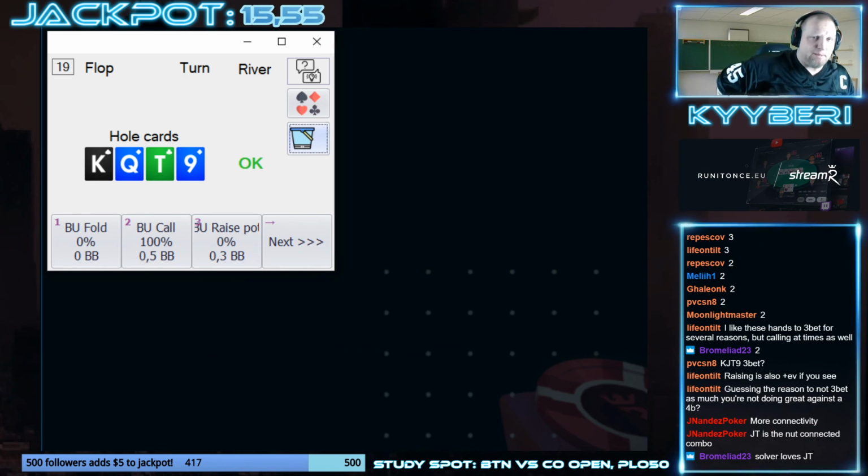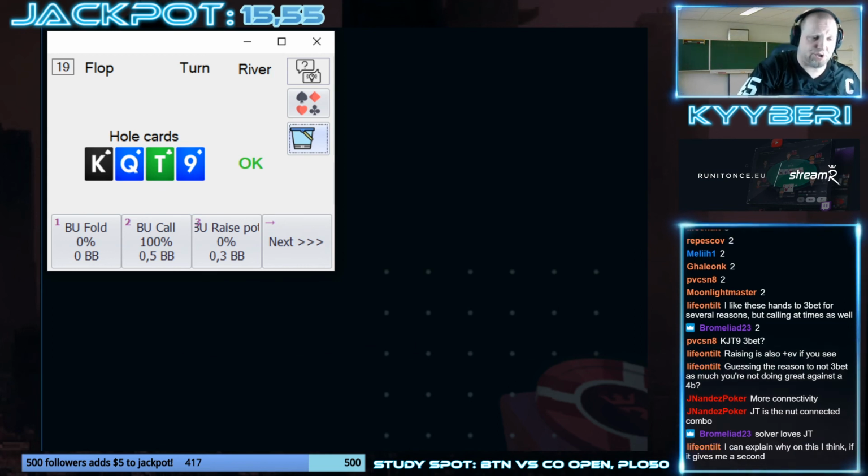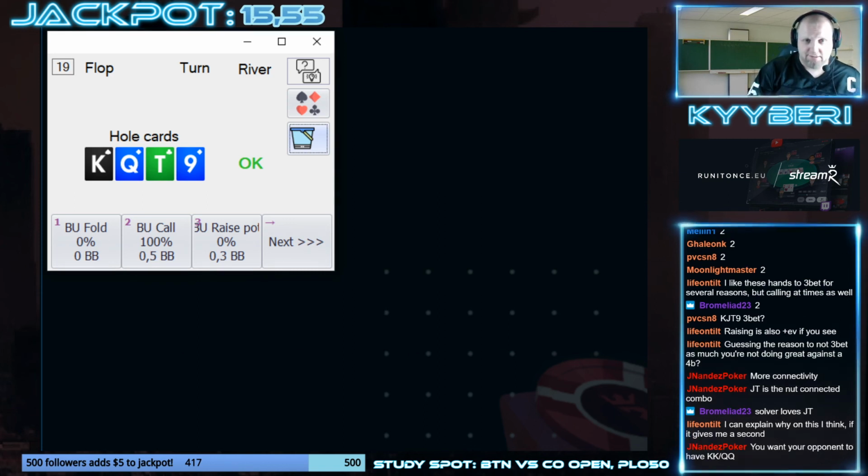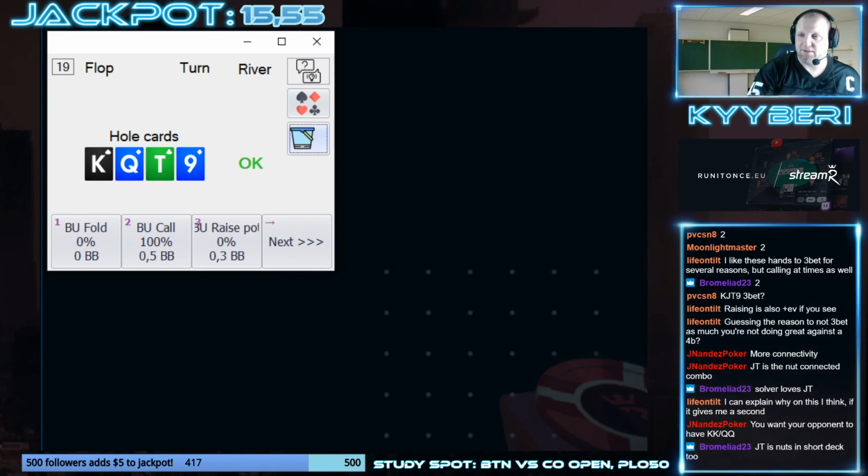So, I mean, now the cap is in the middle. Well, the top cap doesn't matter because it's only an ace-high straight. So, yeah. Oh, solver loves jack-ten. So, what do we know? Solver hates ace-king, solver hates deuce, and solver loves jack-ten. All right. I start to get a feeling.